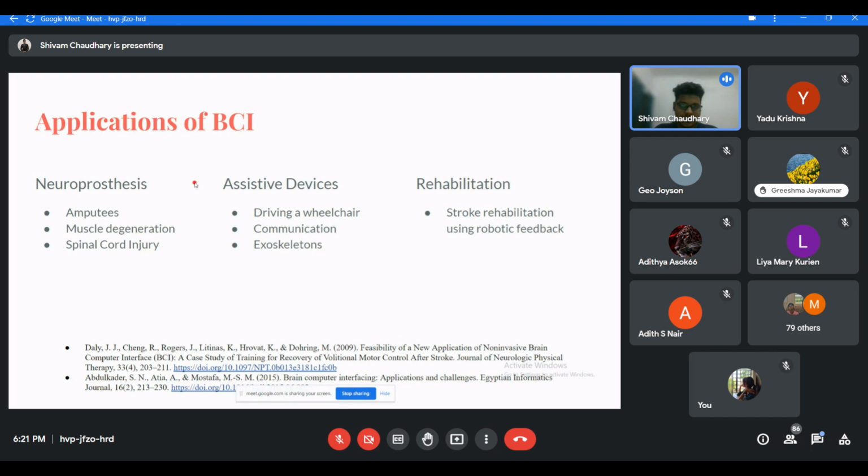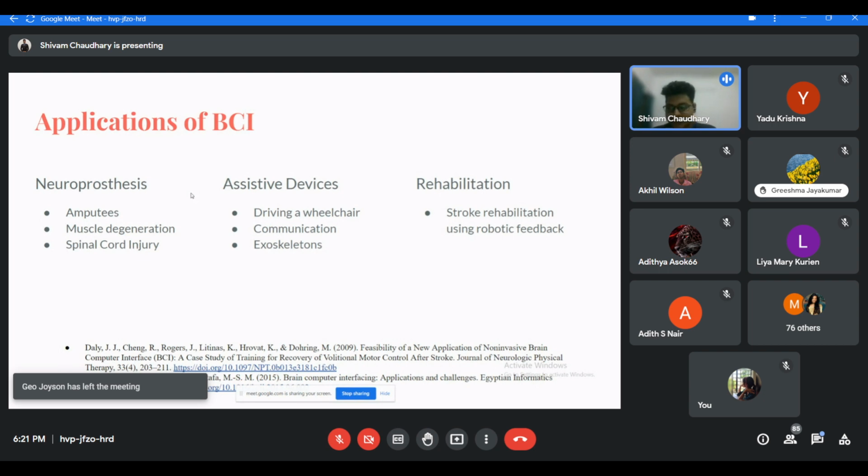These prostheses could be used by amputees, people who have lost their limbs, people with muscle degeneration, or people with spinal cord injuries. They are not able to properly use their hands or limbs in general. So neuroprosthesis helps them regain some autonomy. Assistive devices: you can drive a wheelchair just by your brain signals.